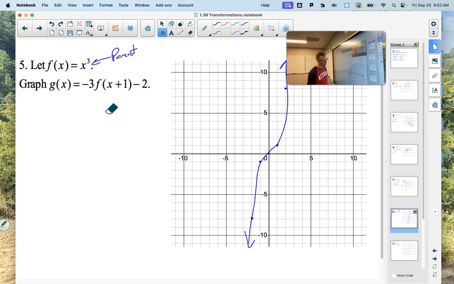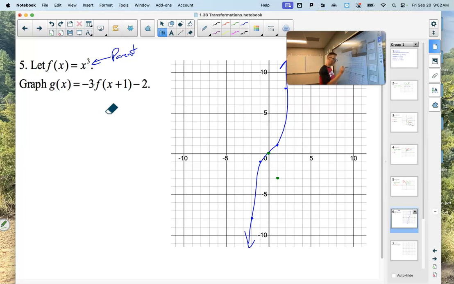All right, let's just try some points here. 0 times negative 3 is negative 3, or 0 still. 1 times negative 3 is negative 3. 8 times negative 3 is negative 24. I'm not going to try to graph that. That's like way off the graph. Negative 1 times negative 3 is positive 3.